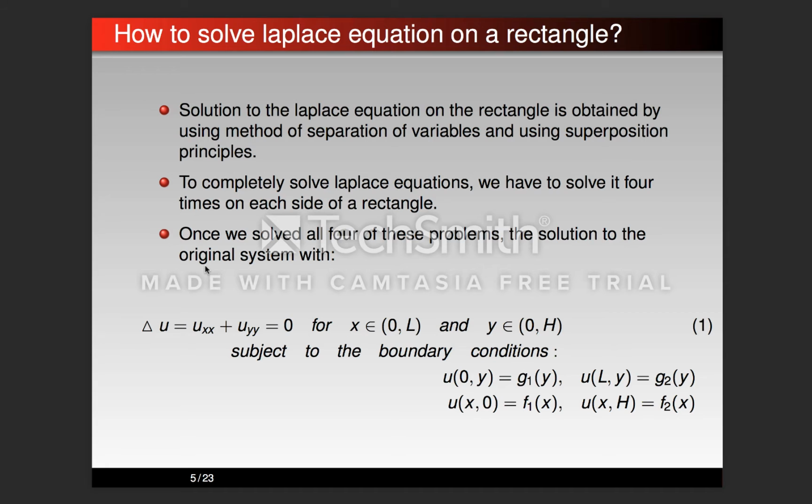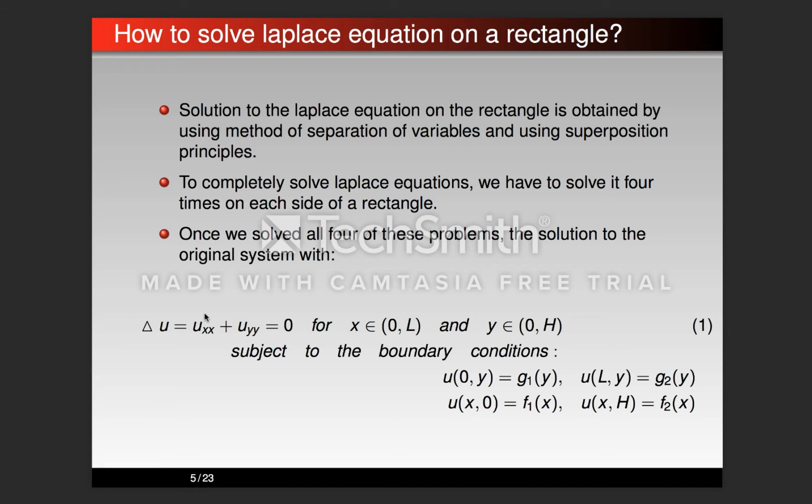So how to solve the Laplace equation on a rectangle? The solution to the Laplace equation on a rectangle is obtained by using the method of separation of variables and using superposition principles. To completely solve the Laplace equation, we have to solve it 4 times, once on each side of the rectangle. Each time we solve it, only one of the 4 boundary conditions can be non-homogeneous and the remaining 3 will be homogeneous. Then, once we solve all 4 of these problems, the solution to the original system will be the sum of each solution obtained on the 4 sides of the rectangle.